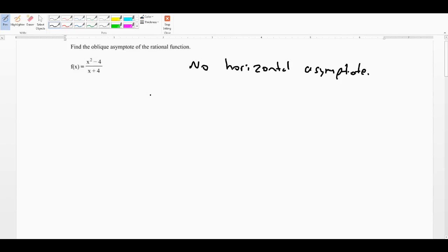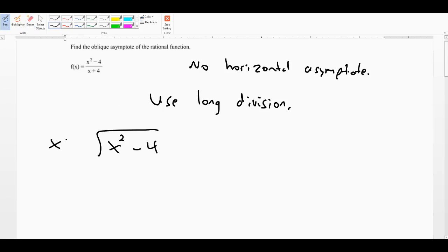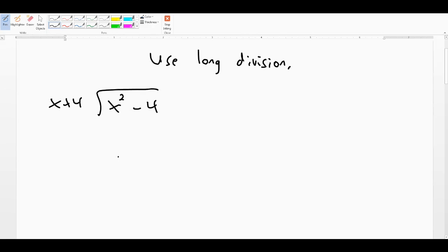To find the oblique, we're going to use long division. So we're going to set it up like this. Here's what I am going to write. But I can't use that yet because I'm missing the x term. So since I'm missing the x term, I'm going to use 0x as a placeholder. And now I'm going to divide using long division.